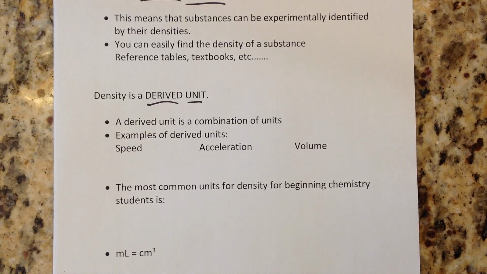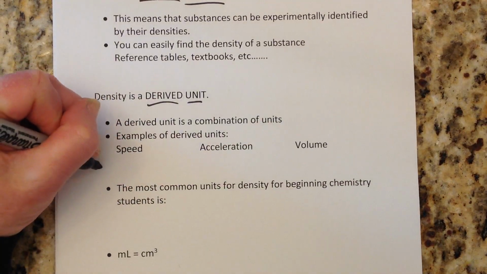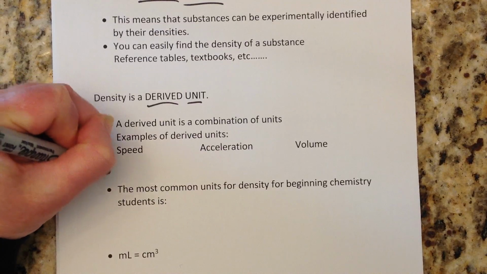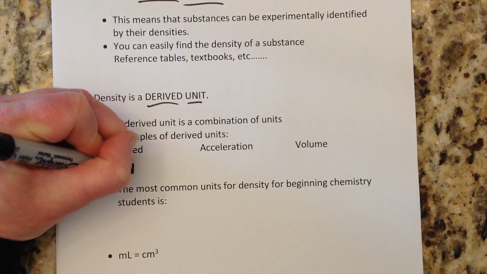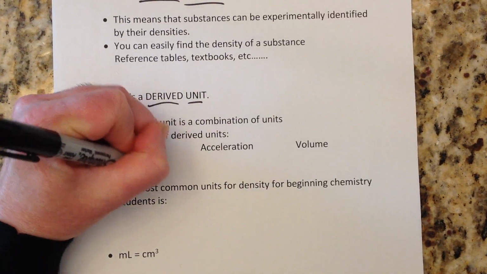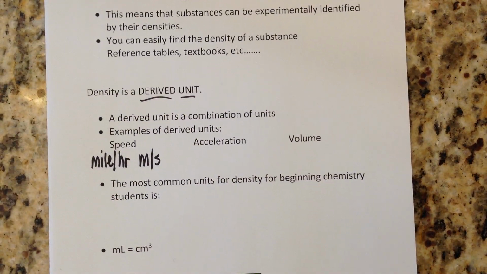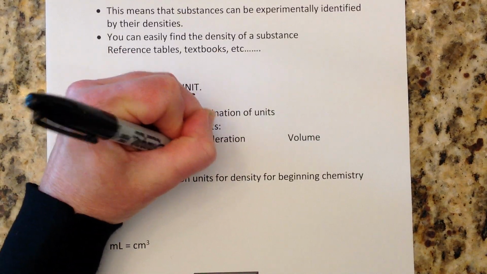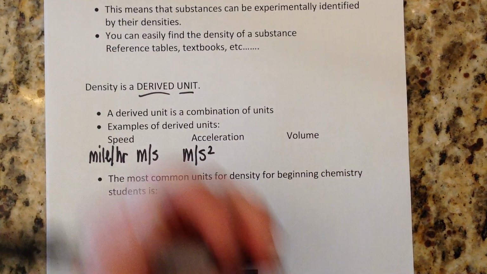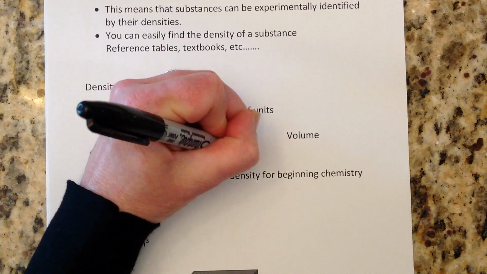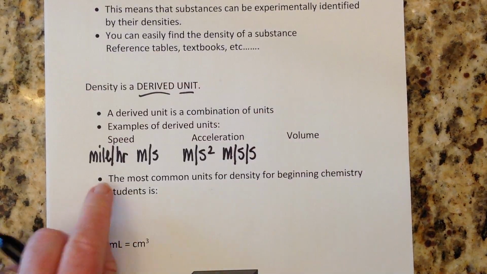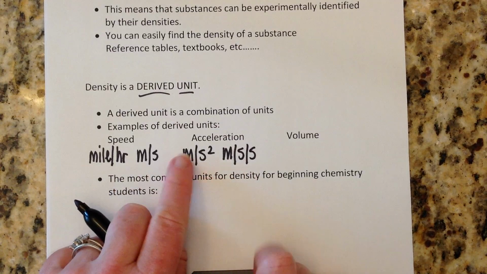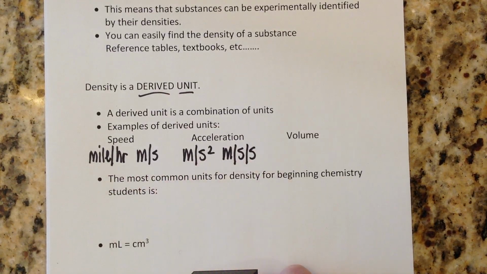There are lots of derived units out there, and just to give you a few real quick examples, speed is derived. We might look at speed in terms of miles per hour, distance over time. You could even use meter per second. If you were in physics, that's probably what you would be using. Acceleration is meter per second squared. Some people write it as meter per second, same thing. And what you see in both of these is we have a combination of units.